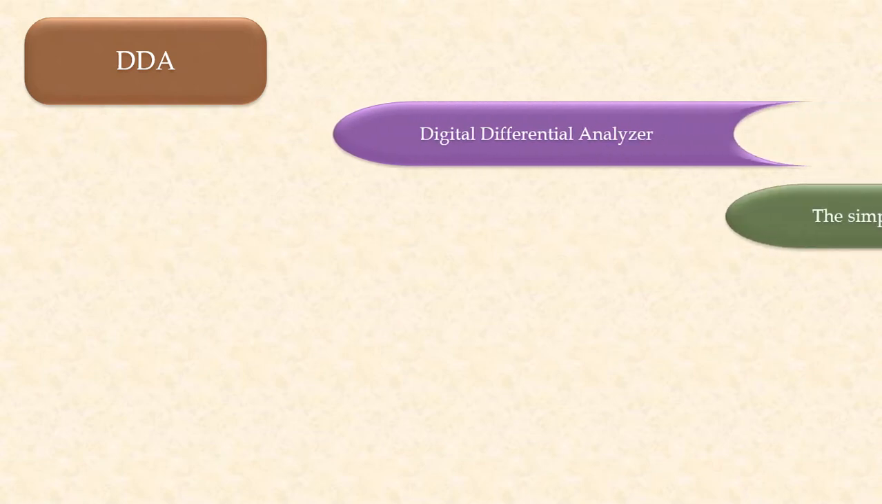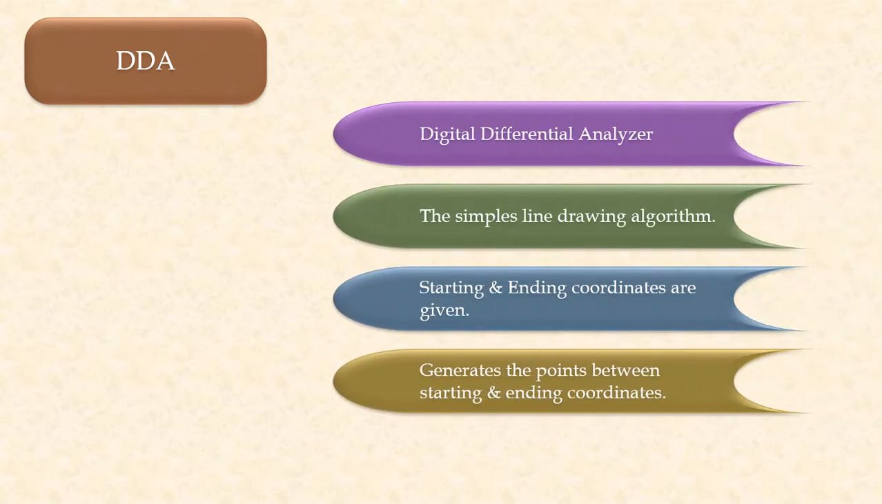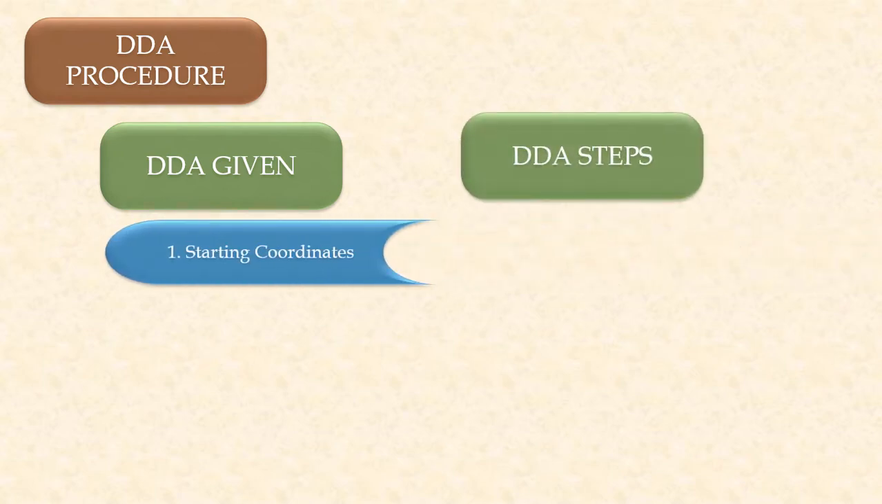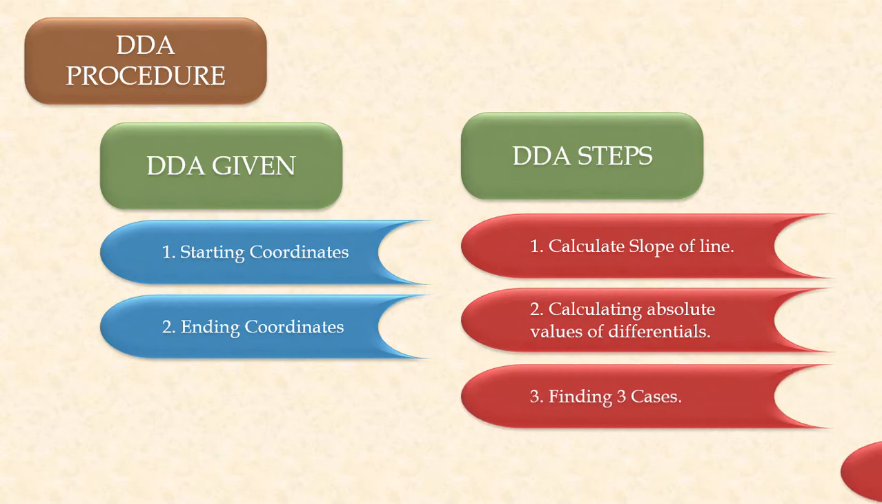DDA stands for Digital Differential Analyzer. A simple line can be drawn with the help of this algorithm. It has starting and ending coordinate values and it generates the points between them. So what is the procedure? The procedure of the DDA algorithm has two parts: first, the given part, and second, the steps part.